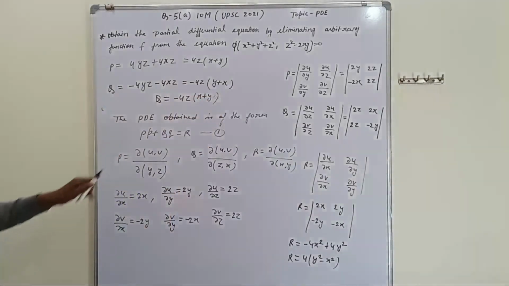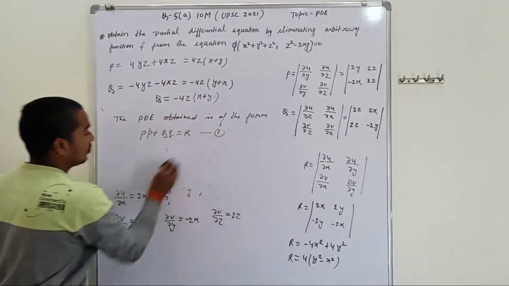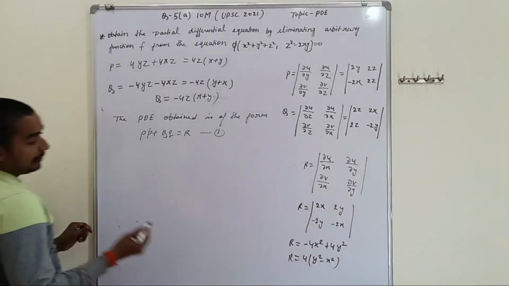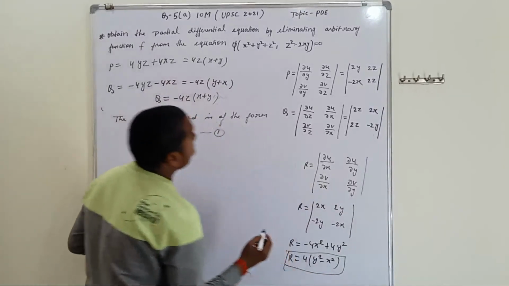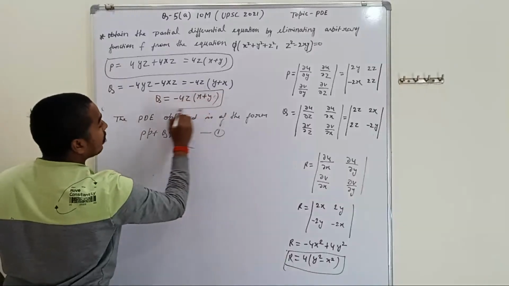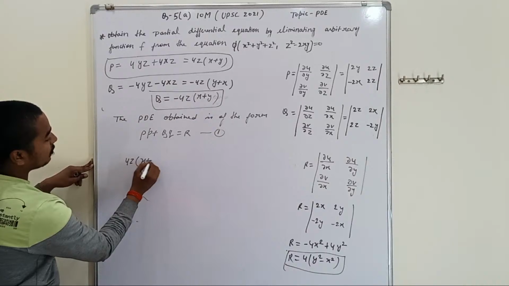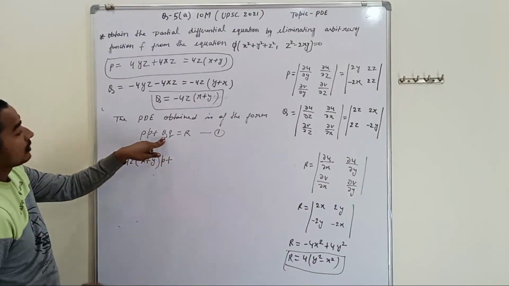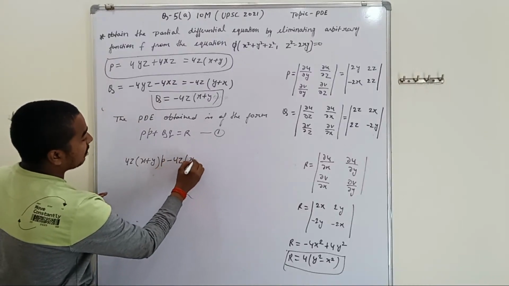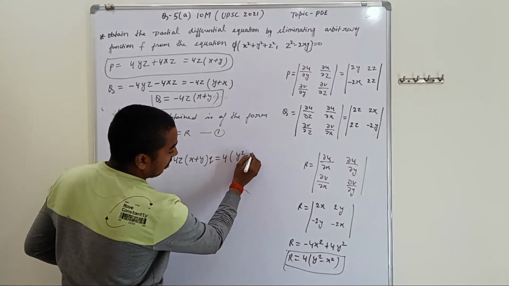Putting the value of p, q and r in equation 1. Put into equation 1, the value of P is 4z times x plus y into small p, plus the value of Q is minus, that is minus 4z times x plus y into small q, is equal to the value of r, which is 4 times y square minus x square.